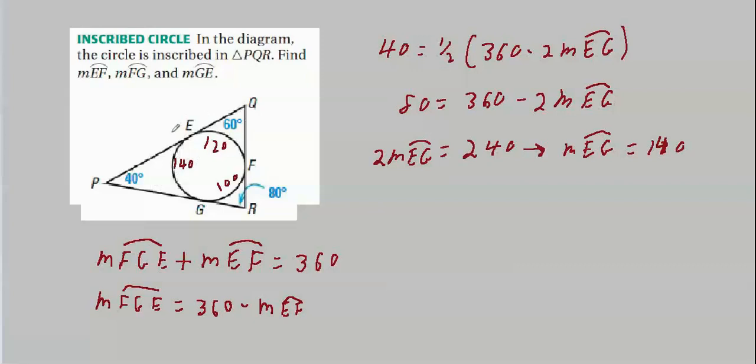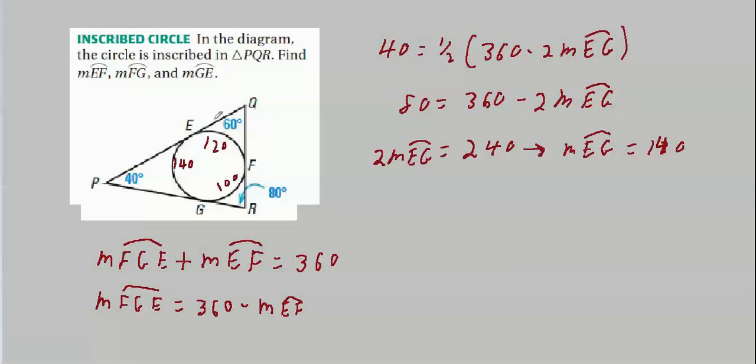So does this work? Well, let's see here. We got 120 plus 140 is 260 plus 100. Well, that's 360. And since there's no blank spaces here, in other words, EG, GF, and then FE, we just come right back to E. These three arcs add up to the whole circle, which is 360 degrees. So our numbers at least make sense.